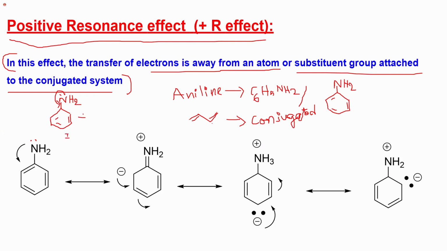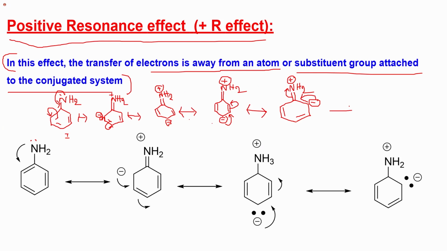Now we'll go to the second structure. Now we'll again rotate this one, so from the first structure to the second structure. Now we don't have space, so we can erase this part. Now again we come back to structure one. The structure five, and again from structure five to structure one. So this is called the positive resonance effect.